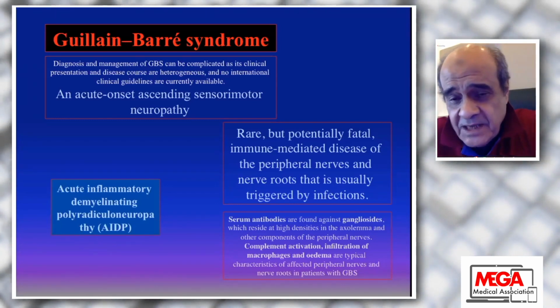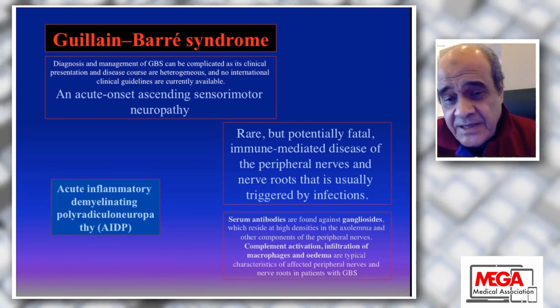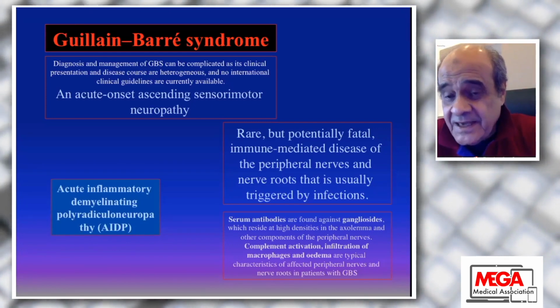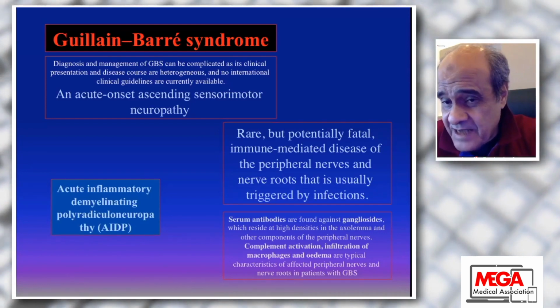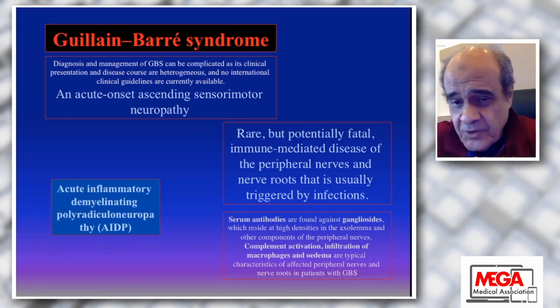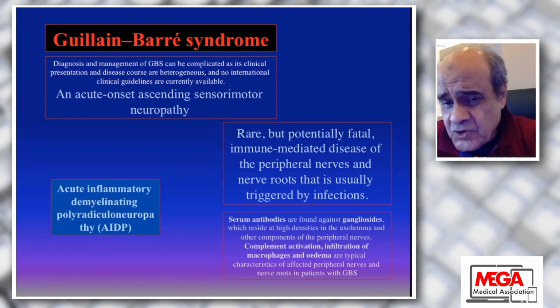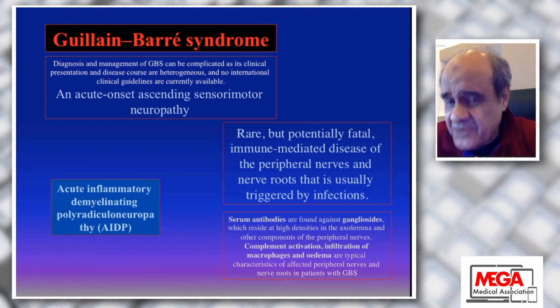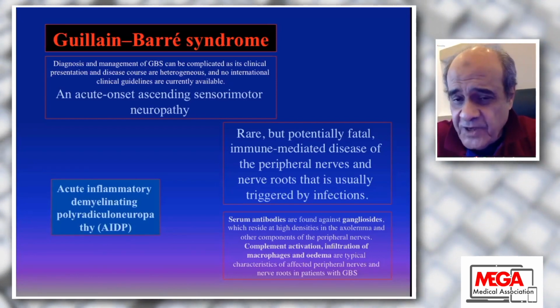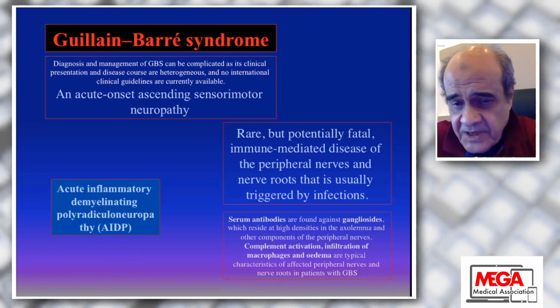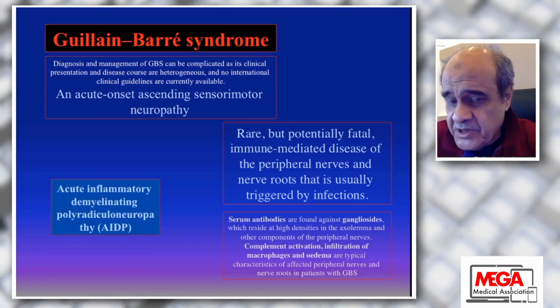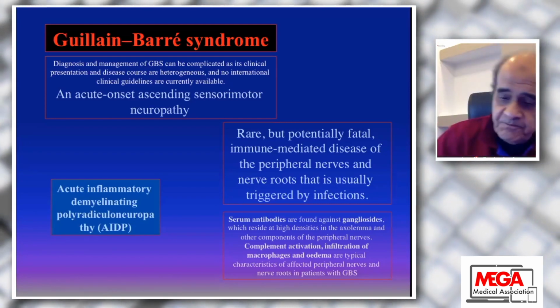The body starts forming antibodies against the gangliosides, which reside at high density in the axolemma and other components of the peripheral nerve. Also, in association with complement activation, the infiltration of macrophages and edema are typical characteristics of the affected peripheral nerve and nerve root in patients with Guillain-Barré syndrome.